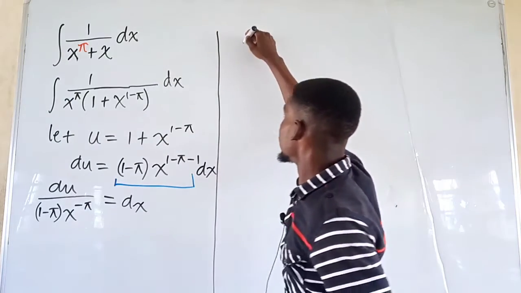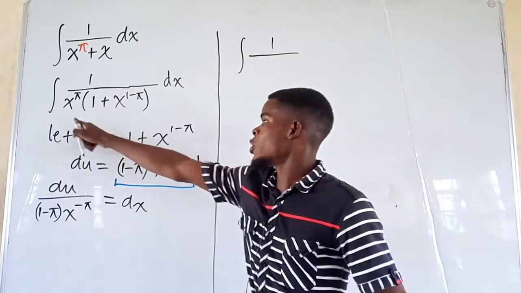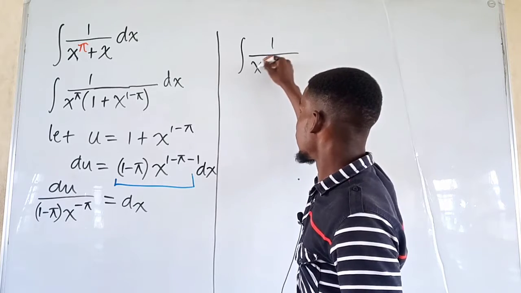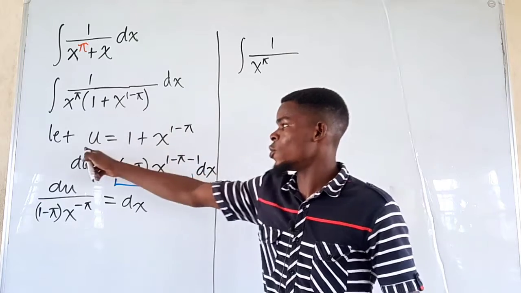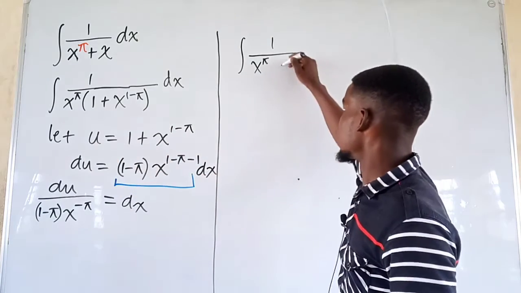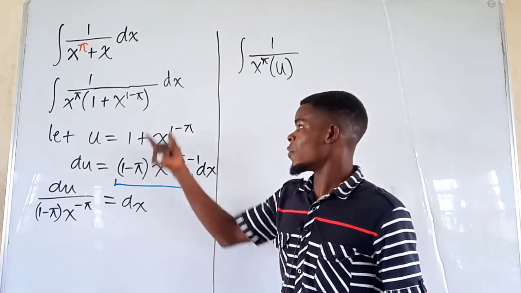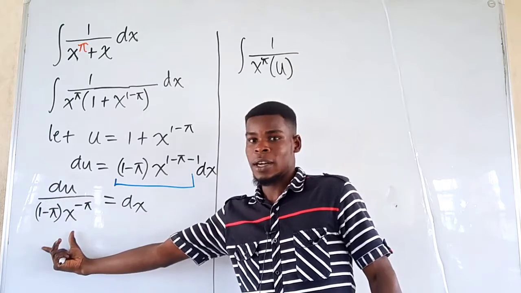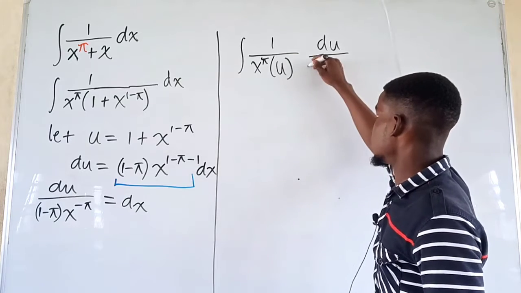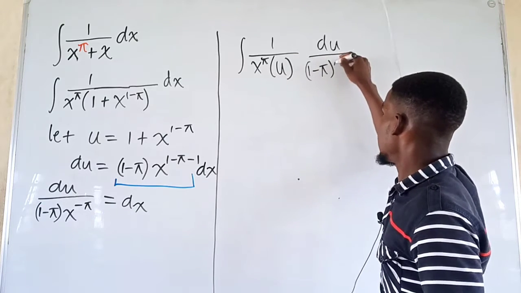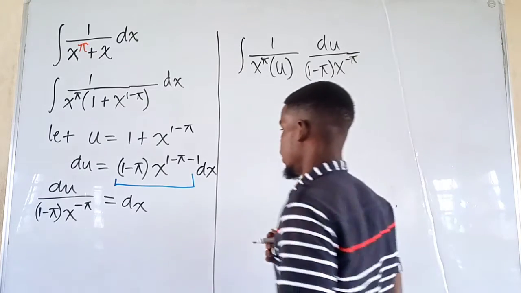Now, this will become the integral of 1 divided by x to the power of pi. So we just put down x raised to the power of pi. Then, since we said that u should be that, I'm just going to put u in place of that. Then in place of dx, we are just going to put du over the whole of this, that is 1 minus pi times x raised to the power of negative pi. Alright? Very nice.